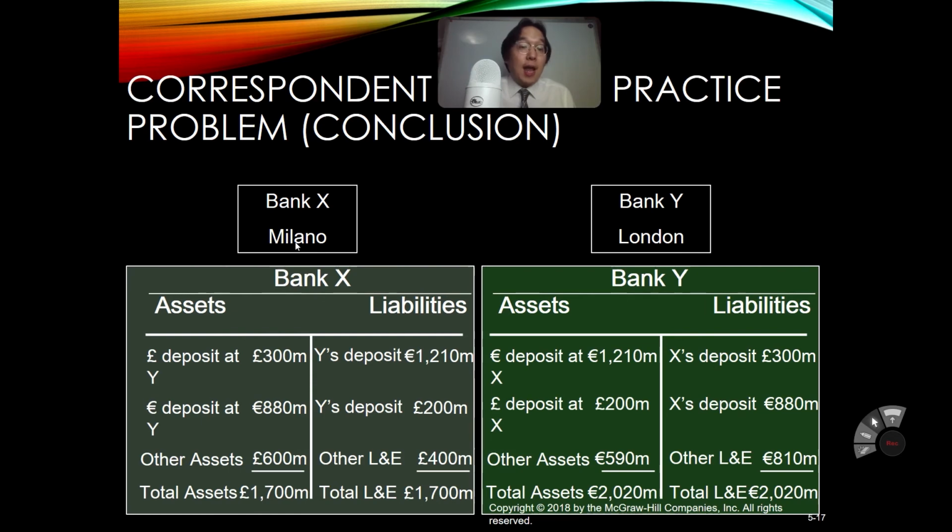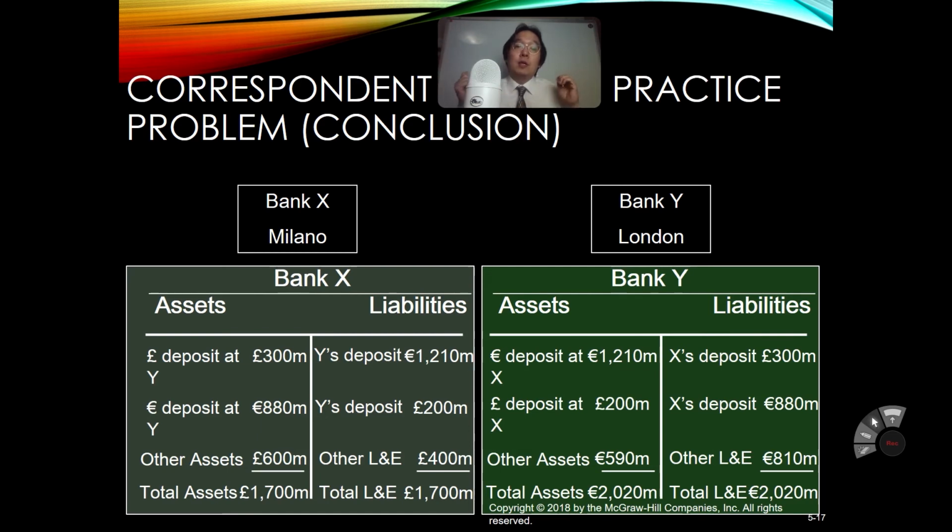But Bank X shows everything in British pound terms, and Bank Y shows everything in euro terms, in total assets and liabilities. Does it matter? No. Hypothetically, it should not matter. The key idea carries on. The idea about correspondent banking is that mutually they hold deposits in the other bank.